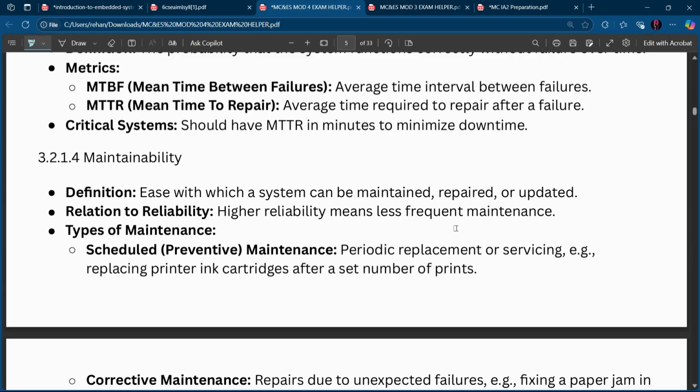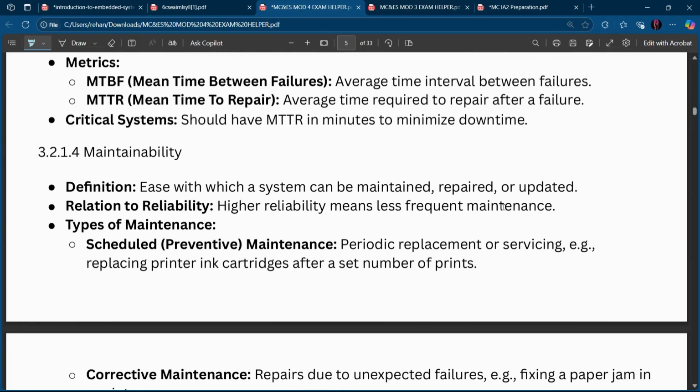What is maintenance? It's nothing but the system shouldn't undergo any sort of problem that needs to be repaired or updated. It shouldn't happen often, many times within a short duration. It should occur rarely, like once in 6 to 7 months, or once in a year or twice a year.